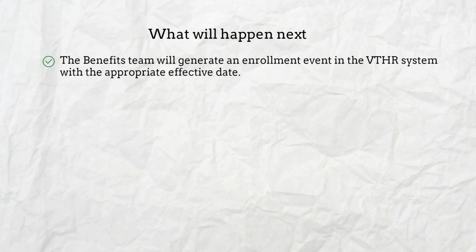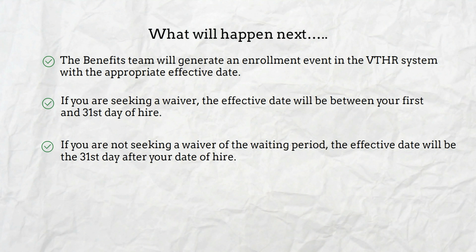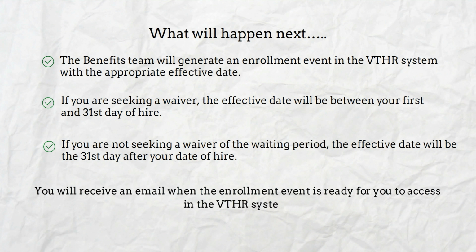The benefits team will generate an enrollment event in the VTHR system with the appropriate effective date. If you are seeking a waiver, the effective date will be between your first and 31st day of hire. If you are not seeking a waiver of the waiting period, the effective date will be the 31st day after your date of hire. You will receive an email when the enrollment event is ready for you to access in the VTHR system.